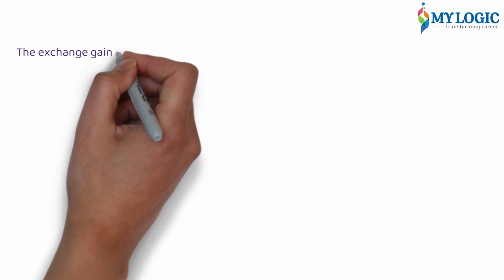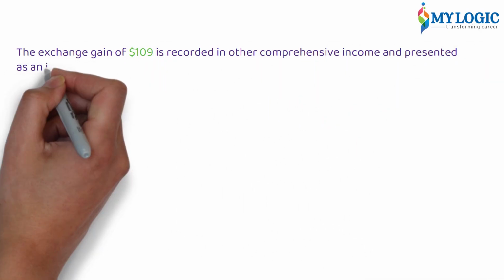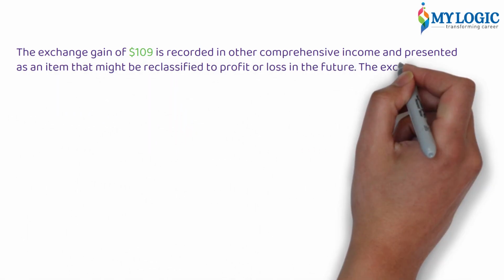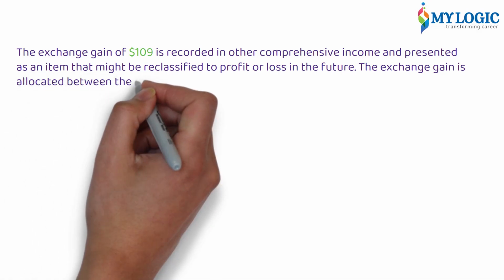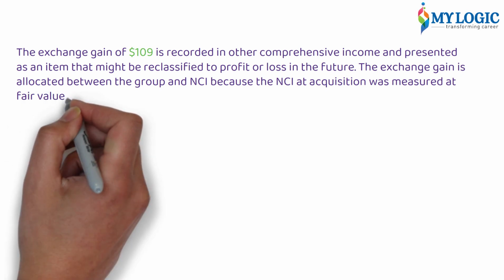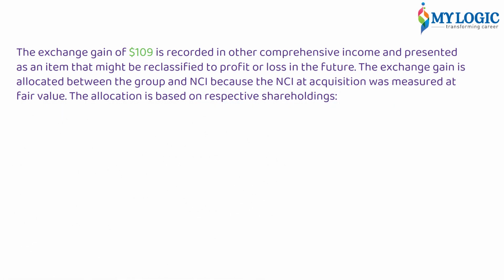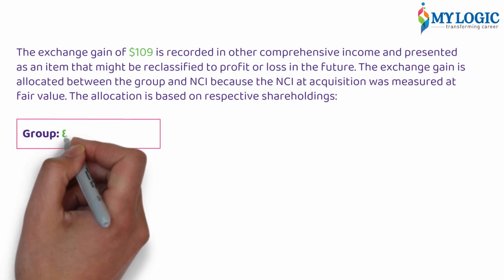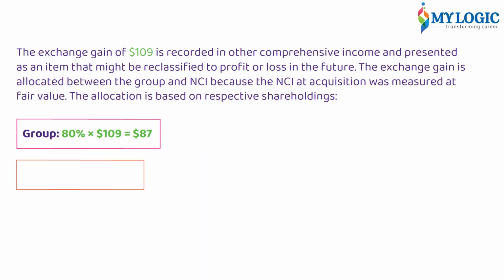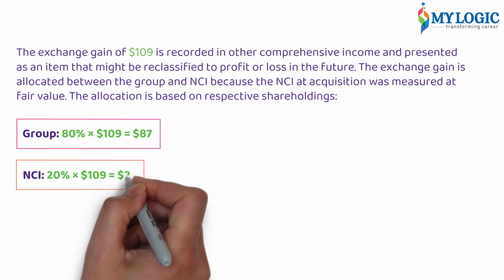The exchange gain of $109 is recorded in other comprehensive income and presented as an item that might be reclassified to profit or loss in the future. The exchange gain is allocated between the group and NCI because the NCI at acquisition was measured at fair value. The allocation is based on respective shareholdings. Group 80% multiplied by $109 is equal to $87. NCI 20% multiplied by $109 is equal to $22.